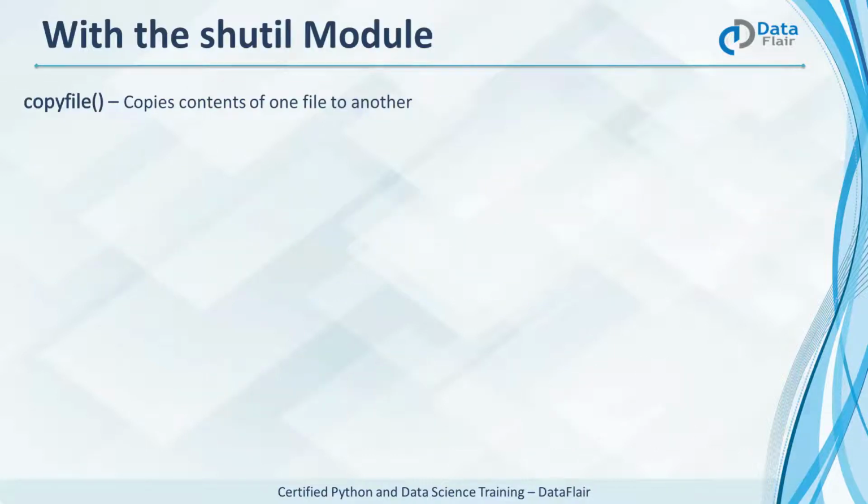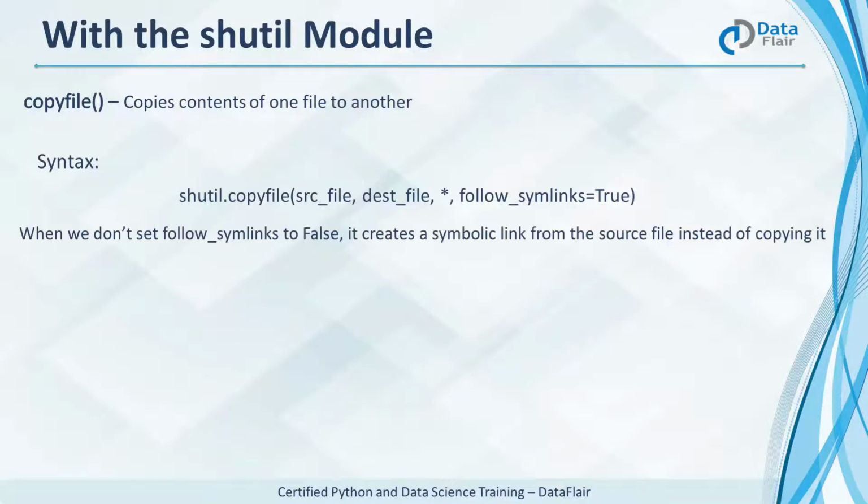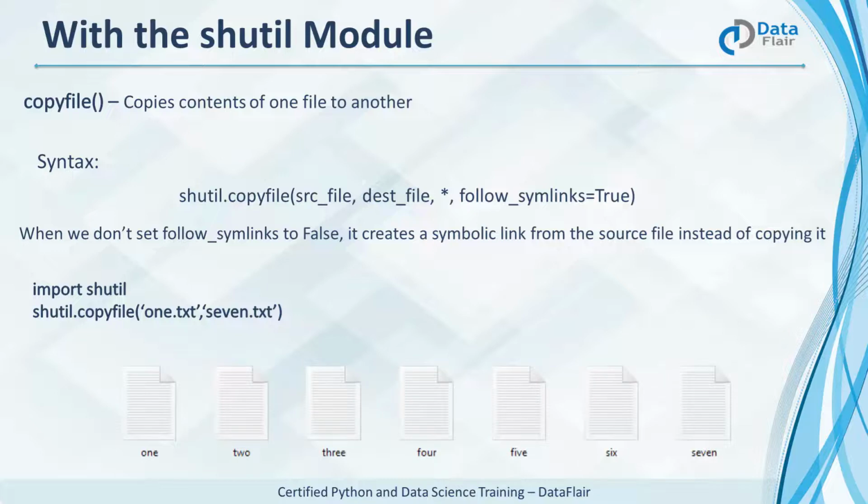And now the shutil module. Copyfile copies one file's contents to another. And if the target isn't writable, it raises an IOError. This is the syntax. In this, the parameter follow symlinks is for symbolic links. If you don't set it and the source is a symbolic link, it creates a symbolic link from the source file instead of actually copying it. Import shutil and copy 1.txt to 7.txt. This creates the file 7.txt.